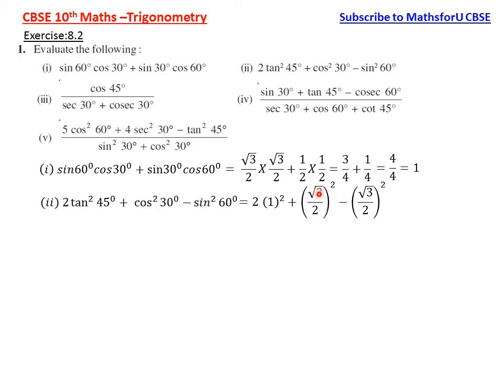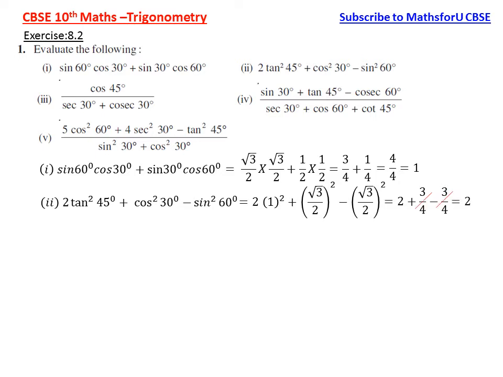Now root 3 by 2 whole square will be 3 by 4 because when you take the square of root 3 it becomes 3 and this will be 4, and this is 3 and this will be 4. So here this will be 1 square, 1, that is 2 plus 3 by 4 minus 3 by 4. So 3 by 4 gets cancelled and the answer is 2.